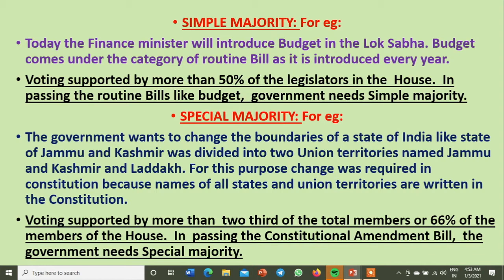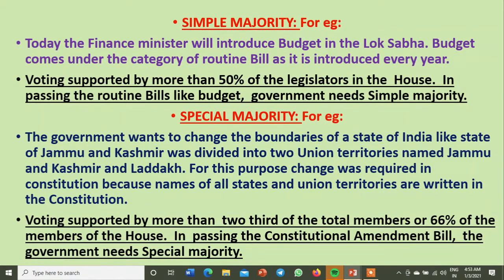Suppose today the finance minister will introduce the budget in the Lok Sabha. Budget comes under the category of a routine bill as it is introduced every year. So, the voting is supported by more than 50% of the legislators in the House. In passing routine bills like the budget, the government needs a simple majority. Have you understood the meaning of simple majority? It means the government needs simply more than 50%. It can be just 51% only.